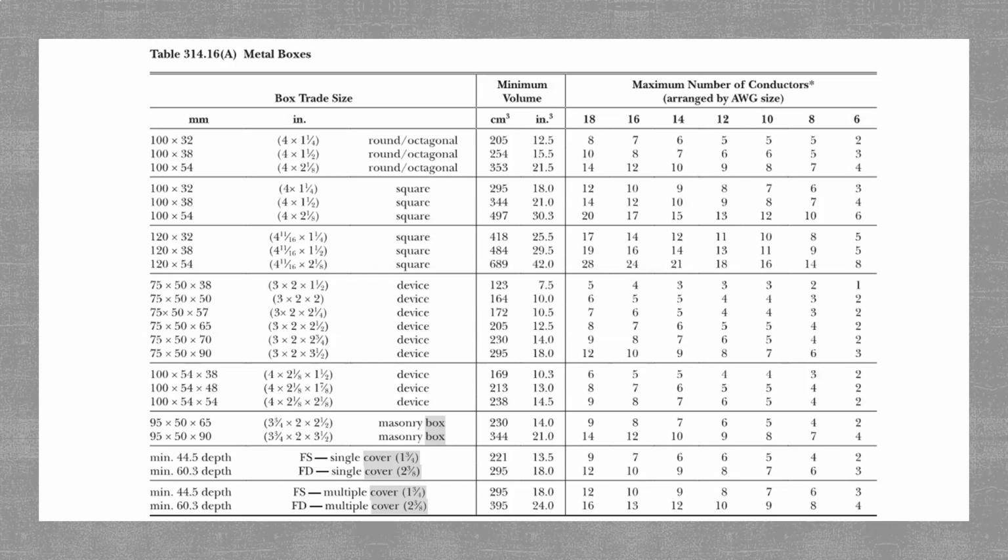So those are two different approaches on how we could use this. In our first situation, we looked at if we already have the box installed and we need to know the total volume amount of it. In our second example, we looked at if we already knew how many conductors we needed to put into the box and we wanted to select a box based on that.